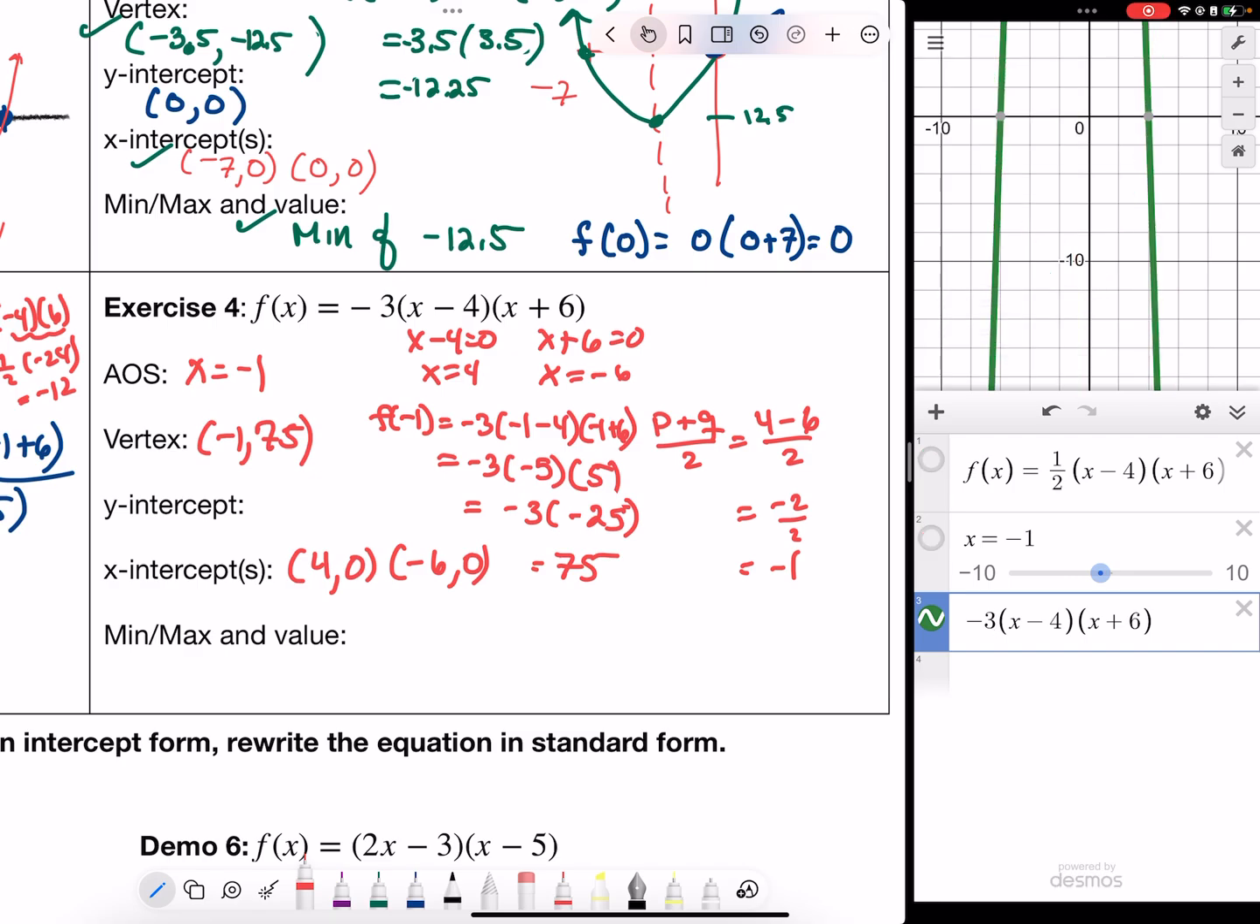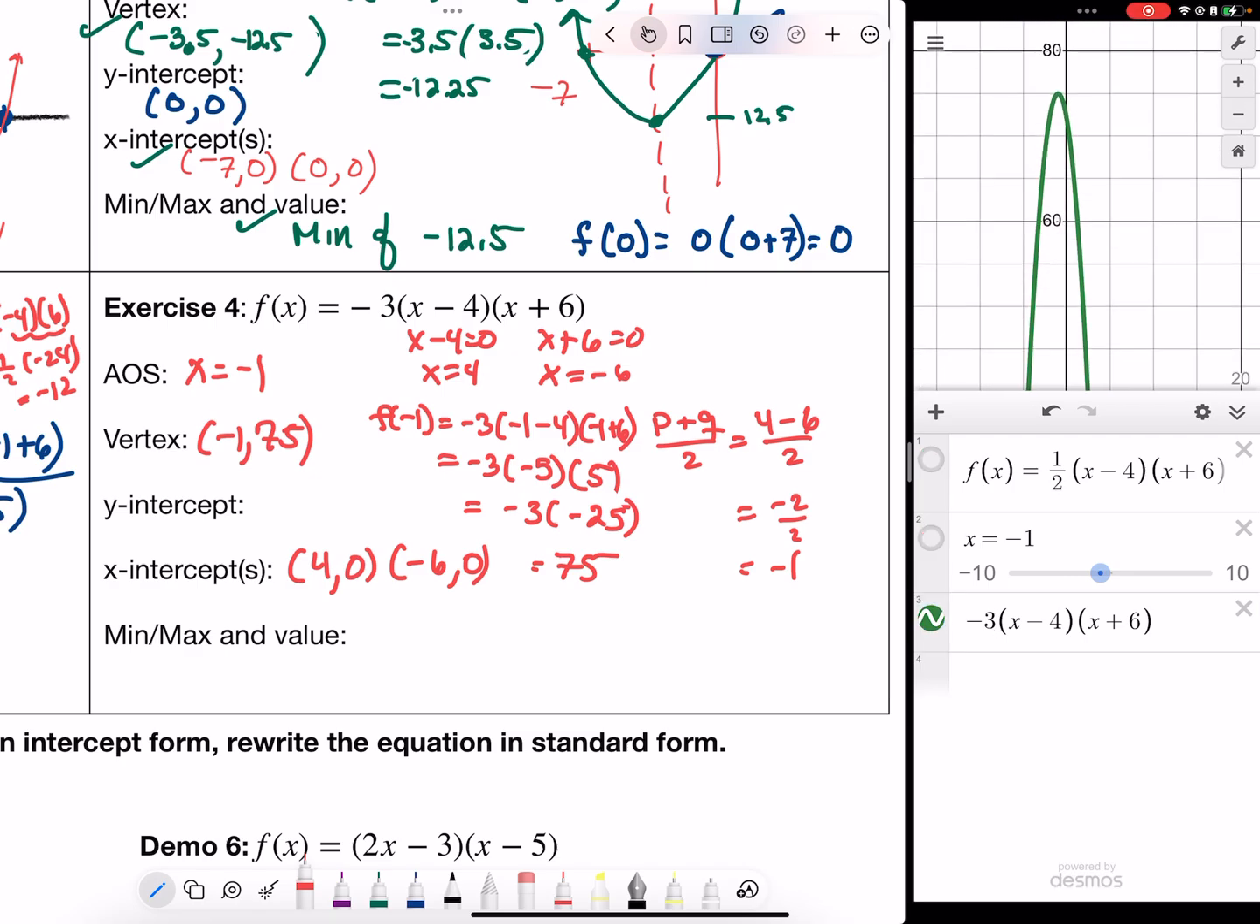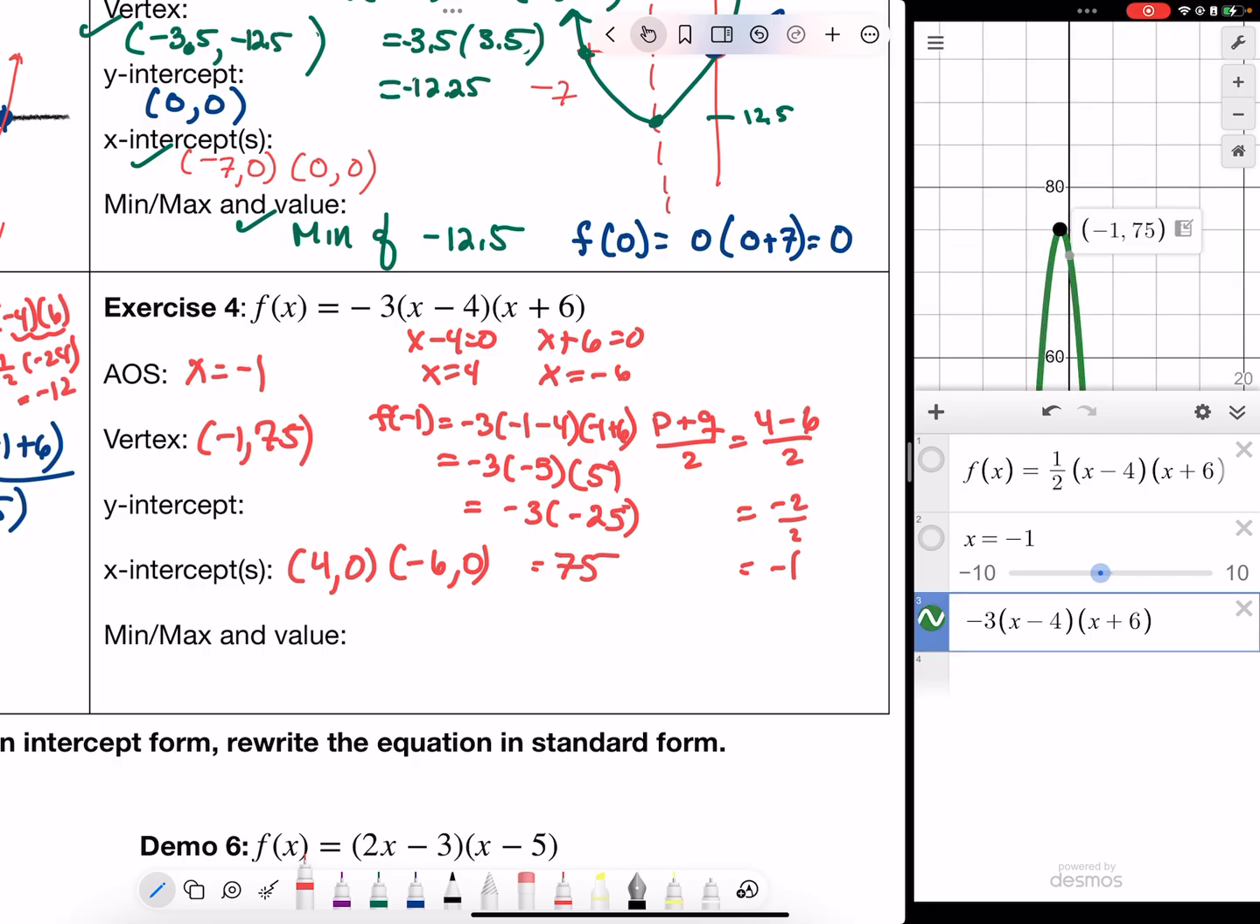So there he is, that green one right there. It's way up here. Let's see if it's right. See if it's up there at 75. Holy cow, it is. So -175 is my vertex. As long as I'm in there, let's grab that y-intercept.